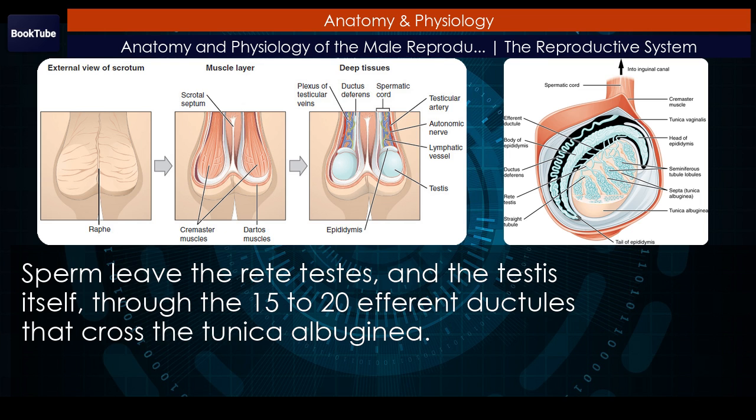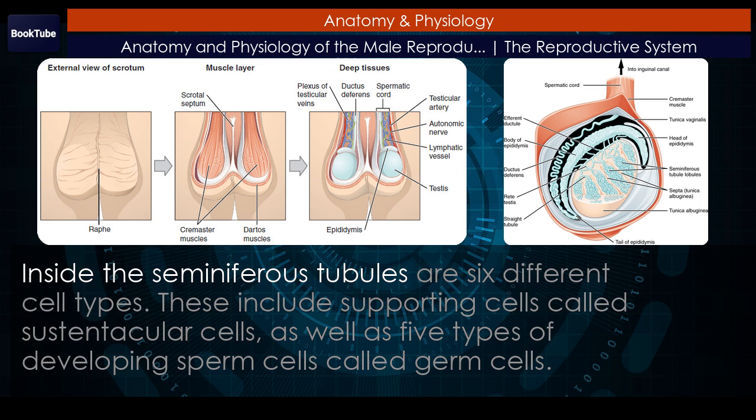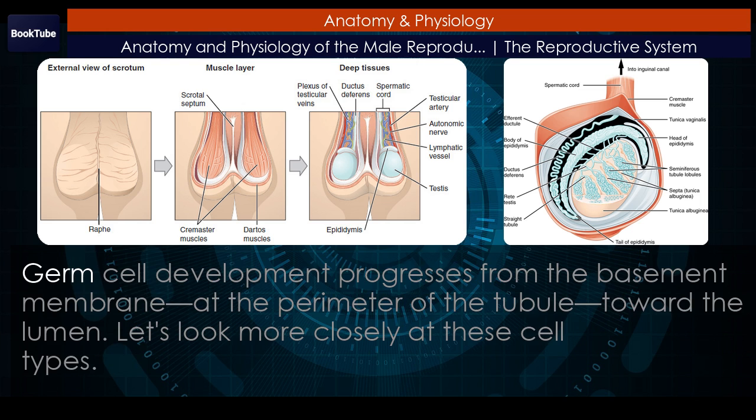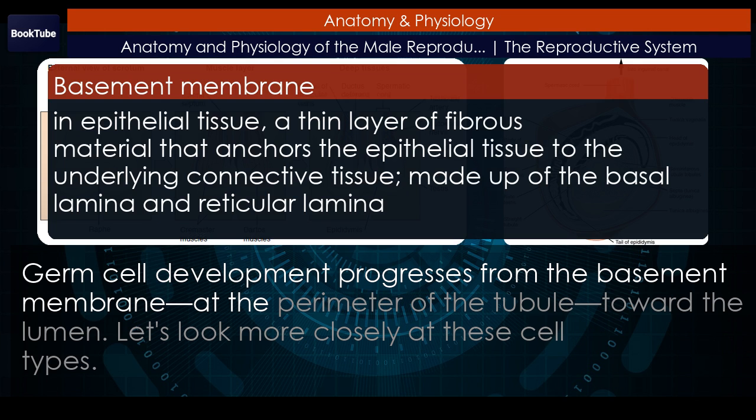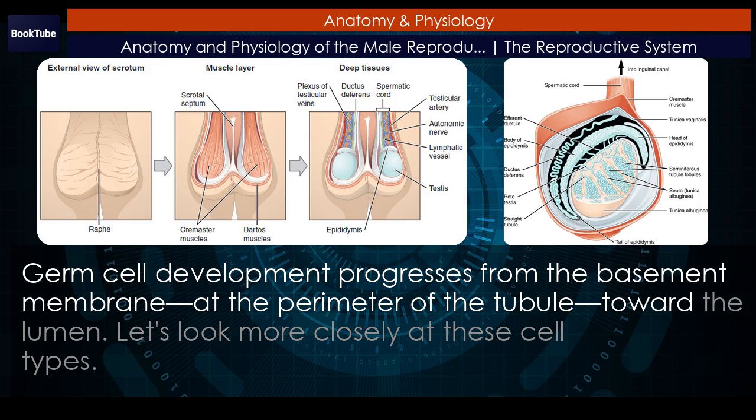Sperm leave the rete testes, and the testis itself, through the 15 to 20 efferent ductules that cross the tunica albuginea. Inside the seminiferous tubules are 6 different cell types. These include supporting cells called sustentacular cells, as well as 5 types of developing sperm cells called germ cells. Germ cell development progresses from the basement membrane, at the perimeter of the tubule, toward the lumen. Let's look more closely at these cell types.